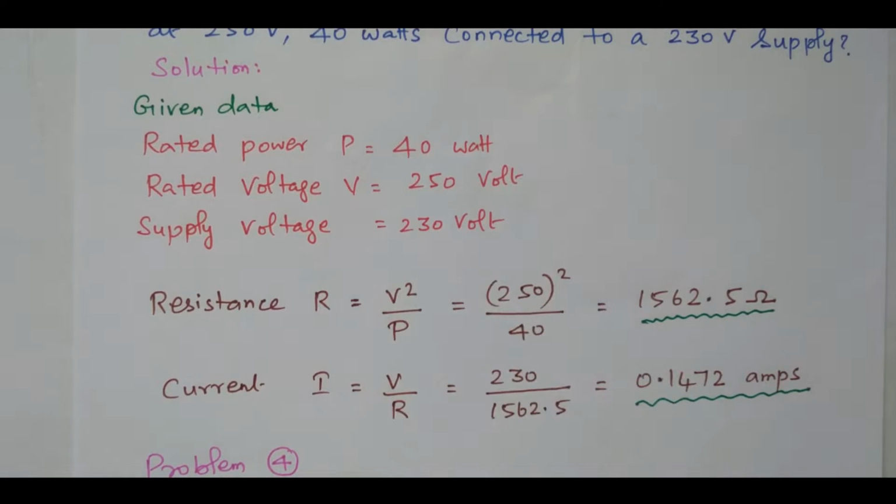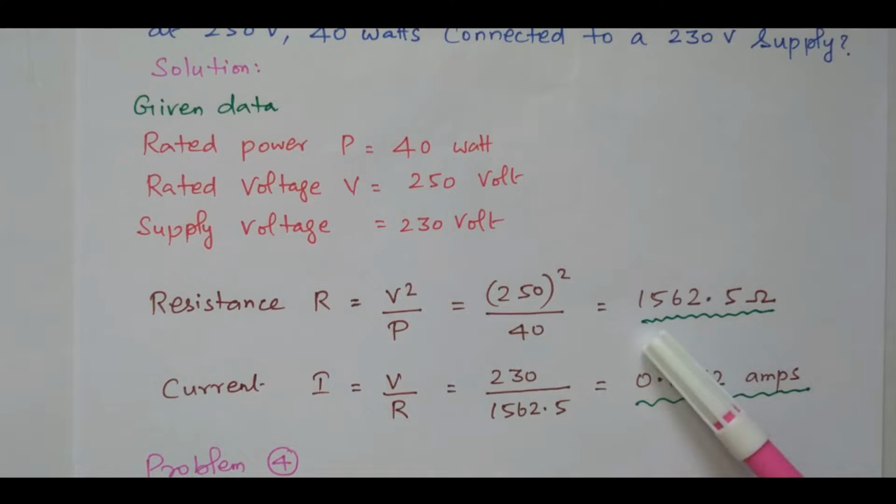Power equal to V into I, one formula. I square R, another formula. V square by R, another formula. Here V and P are available, so we can use this formula: P equal to V square by R. From that, R equal to V square by P. So V is 250 square divided by power rating 40.